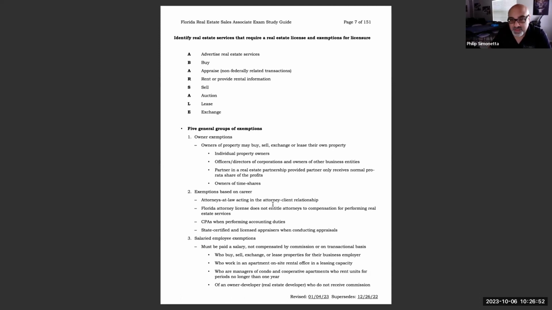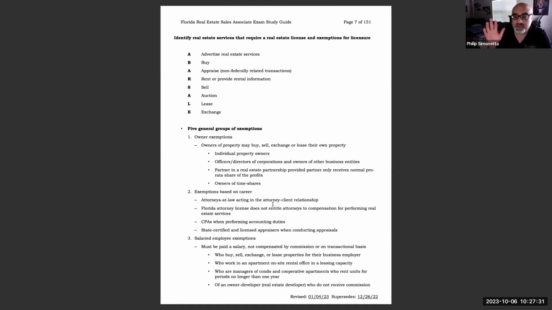To advertise real estate services, to work with buyers, to appraise non-federally related transactions, to work with people renting or provide rental information, to sell property with people and have clients, auction property, lease property to people, and exchange property for people. All those items you need a real estate license. However, if you're doing it for yourself, you don't, right? If you're involved in a transaction, you don't. But the minute it's a third party, you must be licensed to do that.